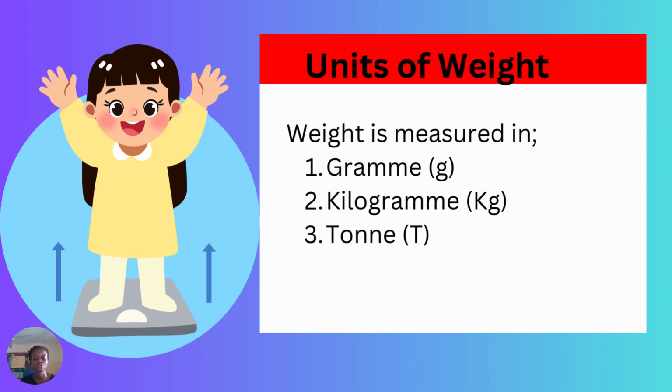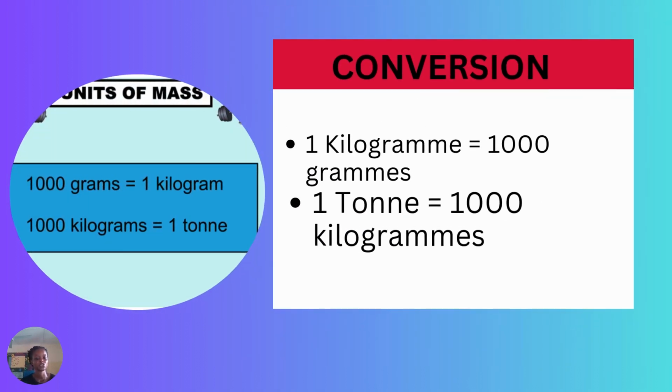Now, what are these units of weight that we have? Number one is grams, which is also known in short form as g. Then we have kilogram, kg, and then we have tons. So these are some of the units of weight. Now, these units of weight can be converted from one form to another.